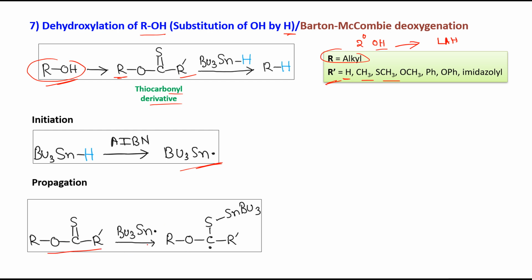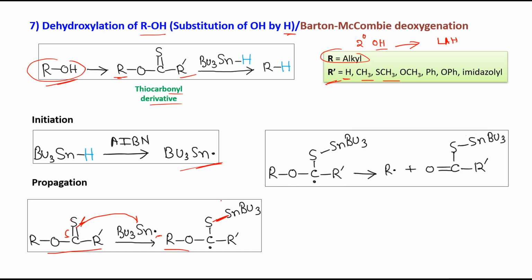which is interacting with this Bu3Sn dot, and we are getting RO, that is, we are getting this carbon radical. Here what will happen is this C double bond S will take this radical, and one radical will be generated on this carbon. The radical that was on the tin will make an S-Sn bond.